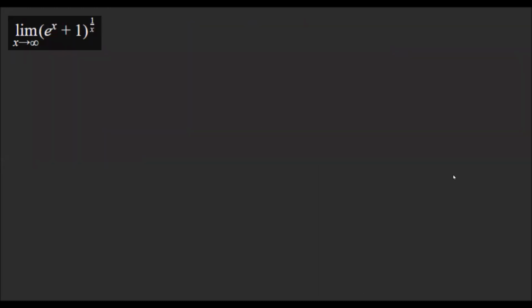Okay, this is practice problem 4. The final one, in fact. We're told to find the limit as x approaches infinity of e to the power of x plus 1, all to the power of 1 over x. So, per usual, we're going to check to see if this limit is in indeterminate form, and we can do so by just taking the limit. So this is equal to e to the power of infinity, which is infinity, plus 1, still infinity, to the power of 1 over infinity, which is, of course, 0. So we end up with infinity to the power of 0, which, if you'll recall, is indeed indeterminate.